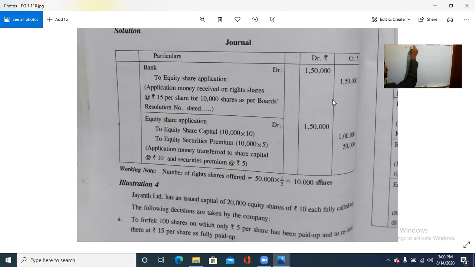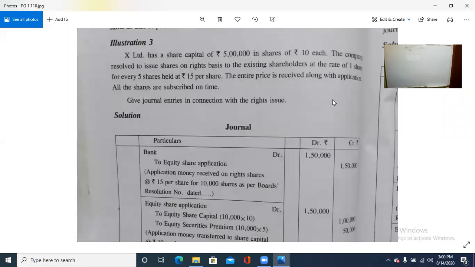5 lakh is the number of shares' value, divided by 10, is 50,000 shares. But see the wording: existing shareholders at the rate of, for every 1 share, for 5 shares held at 50.